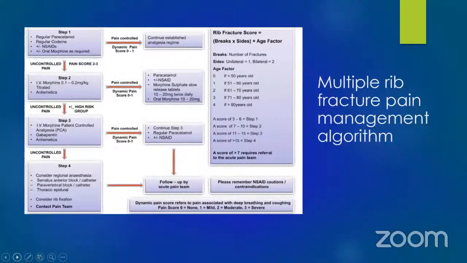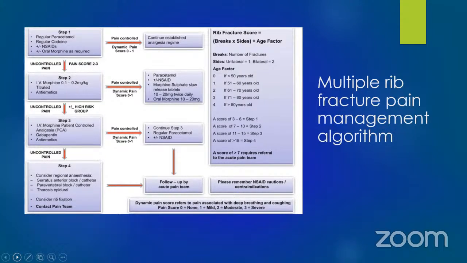This is the algorithm which shows the multiple rib fracture pain management algorithm, and it involves rib fracture scores and also dynamic pain scores. Depending on this, we have to proceed. These steps 1, 2, 3, 4 are categorized on the basis of the rib fracture score. A score of 3 to 6 is categorized under step 1. A score of 7 to 10 is step 2. A score of 11 to 15 is step 3, and a score of more than 15 is step 4.